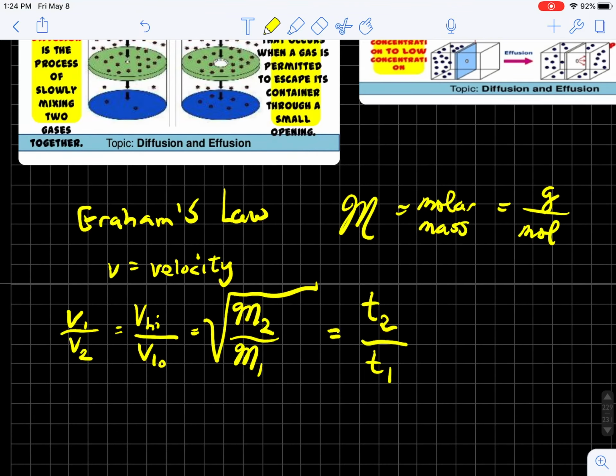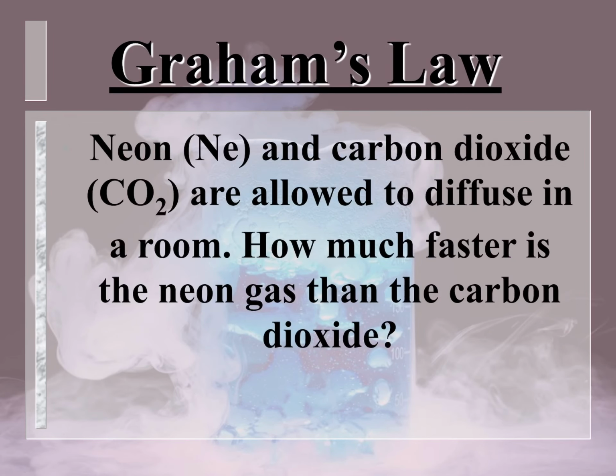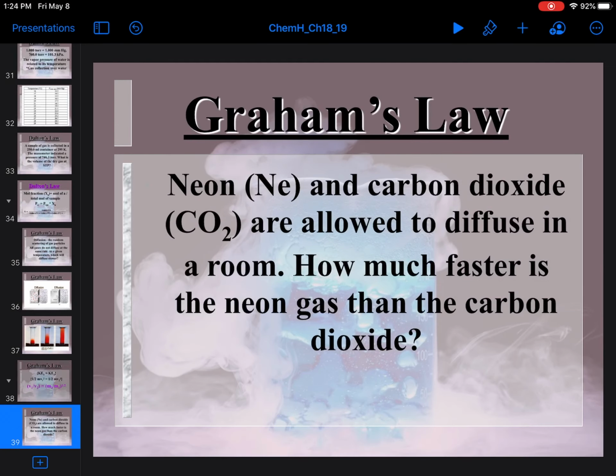So there's really two types of problems that they give you with Graham's law at this stage. And we'll take a look at them. All right, first one. We have a mixture of neon and carbon dioxide, and we're going to allow them to diffuse. How much faster is the neon gas particle than the carbon dioxide gas particle? Okay, we can do that.